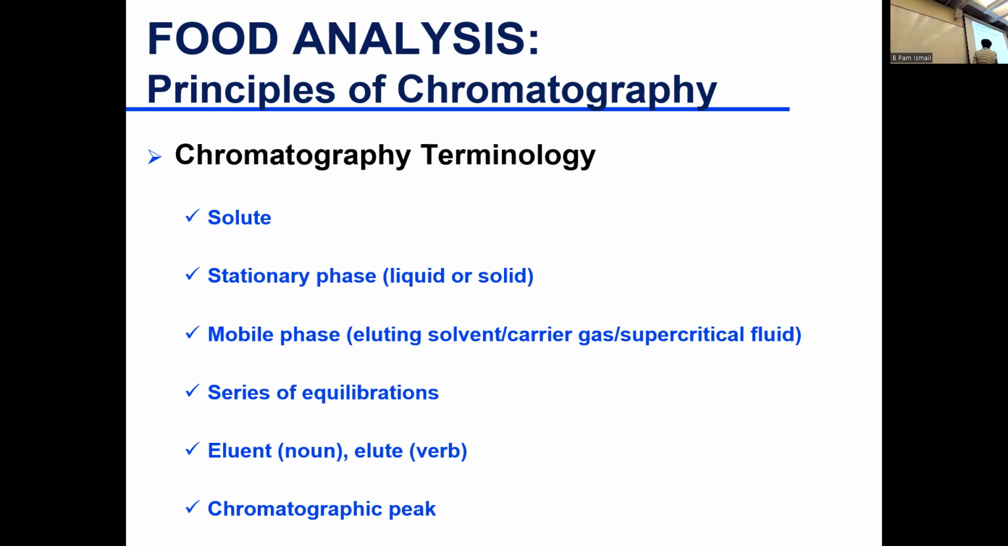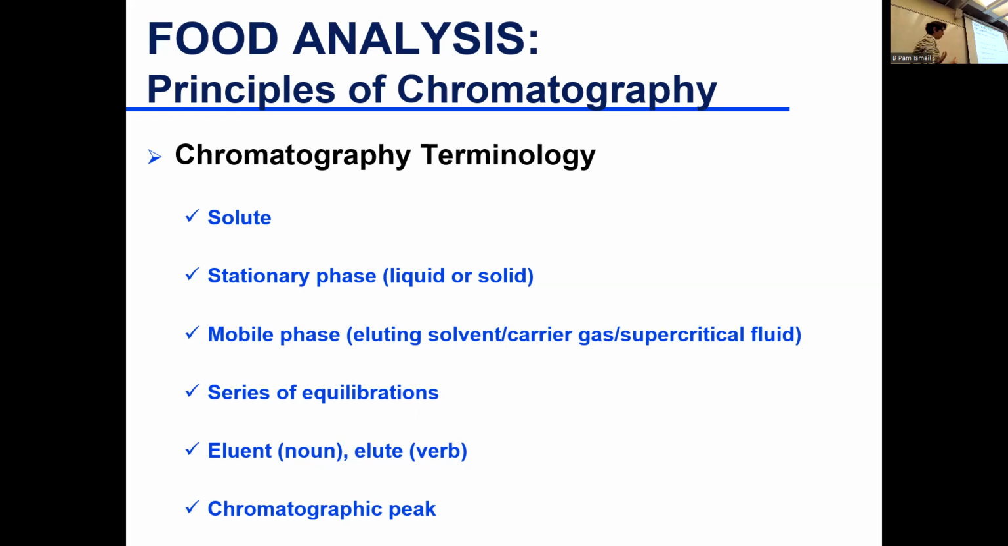The eluent is what you would use to elute. And elute is a verb. So eluent is a noun, elute is a verb. So just get familiar with these terms because you will see them a lot. You might hear me talk about them a lot. And then we'll talk a lot about chromatographic peak.